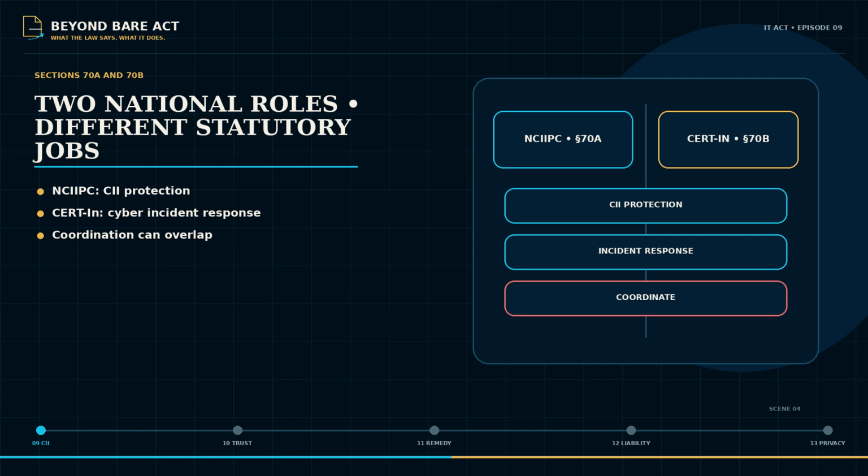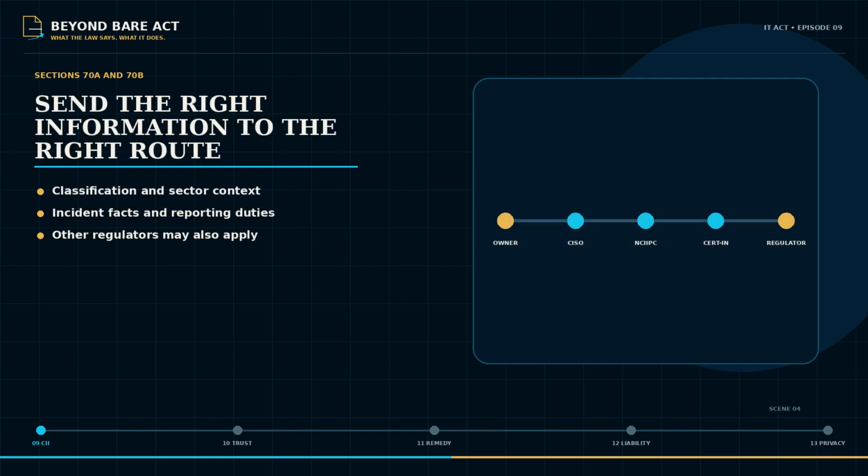A simple way to remember the distinction is to ask what the law is organising. NCIIPC's Section 70A frame is the CII protection ecosystem, identifying and safeguarding critical dependencies, coordinating with protected system entities and sectors, and supporting measures for the security and resilience of CII. CERT-In's Section 70B frame is incident response, collecting and analysing cyber incident information, issuing alerts and advisories, coordinating response and performing the functions assigned by the Act and rules.